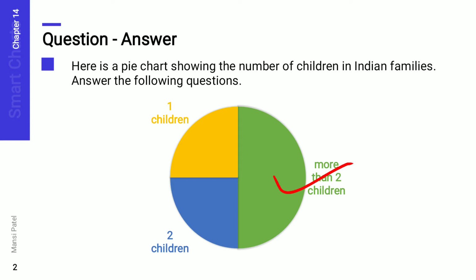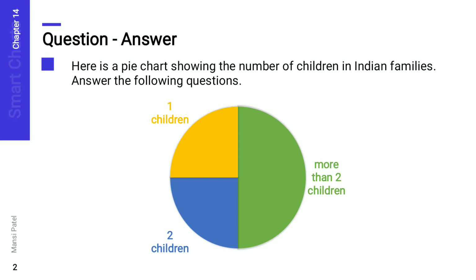Here the first category is more than 2 children. Then the second one is 2 children and the third one is 1 child. Now you can see here the part of 1 child and the part of 2 children is the same. What is the fraction of this category? We can't say right now. Why? Because the parts are unequal. They have not made equal parts in this pie chart.